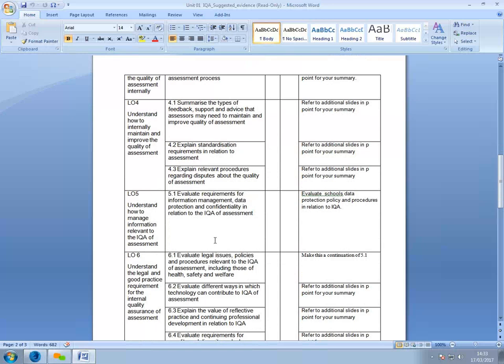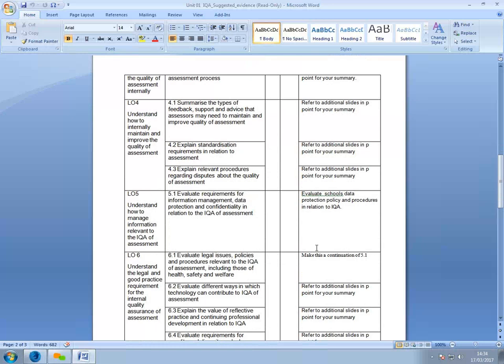Again, looking at the requirements of information management and data protection, we've looked at keeping records and who should see those records. I think one slide said it must be kept locked and only available to certain people, and it must be in and out within a certain period. Next, evaluate your school's data protection policy and the procedures in relation to IQA. The school should have a policy on that, and you need to look at that and evaluate that policy.